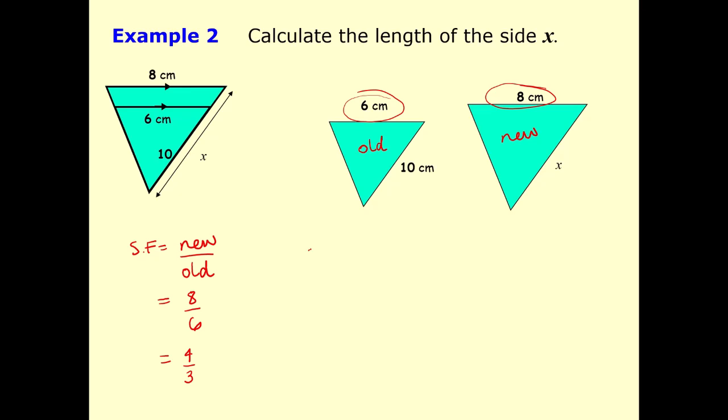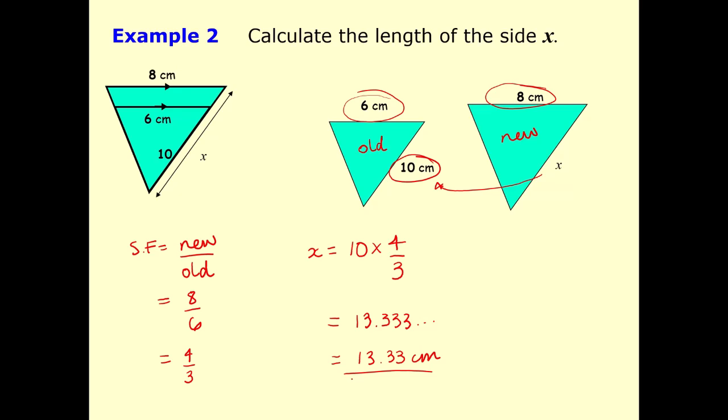And then we're going to go ahead and calculate side x using the corresponding side, which is 10. So 10 times 4 over 3. And using your calculator, you will see that this is equal to 13.333 and so on. And we're going to round that to 13.33, and we are in centimetres.